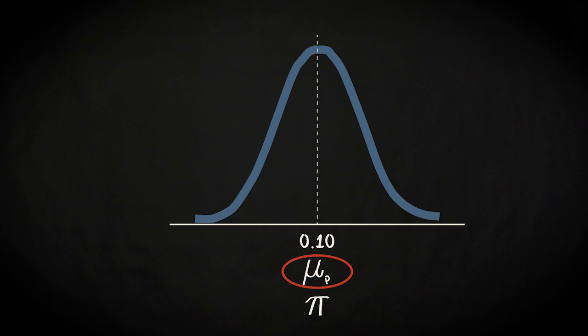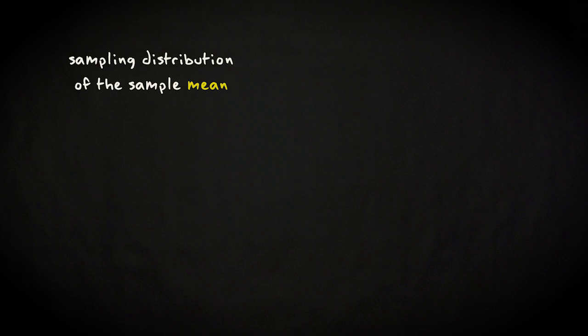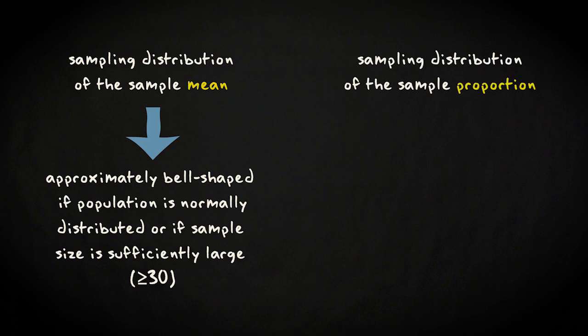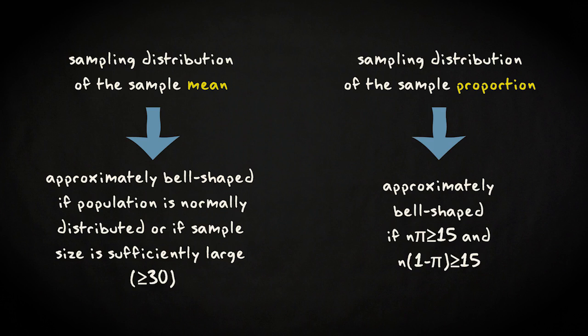As you can see, the exact same logic applies as in the case of the sampling distribution of the sample mean. In the case of the sampling distribution of the sample mean, the distribution is approximately bell-shaped if the population itself is normally distributed or if the sample size is sufficiently large. Usually 30 is taken as a minimum. In the case of the sampling distribution of the sample proportion, you can only be sure that the distribution is bell-shaped if you have at least 15 positive cases and 15 negative cases, so at least 15 hipsters and 15 non-hipsters. You can express this formula as follows.